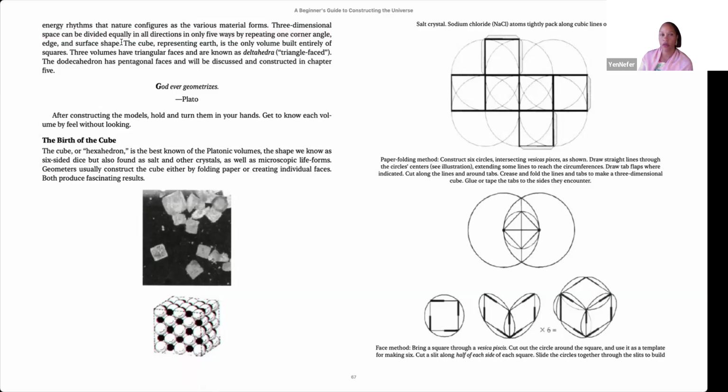The cube, representing Earth, is the only volume built entirely of squares. 3 volumes have triangular faces and are known as deltahedra, triangle-faced. The dodecahedron has pentagonal faces and will be discussed and constructed in Chapter 5.